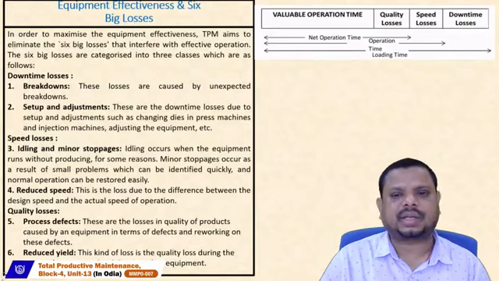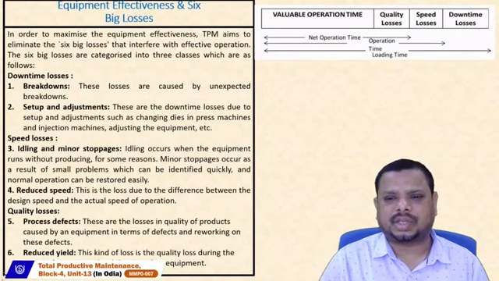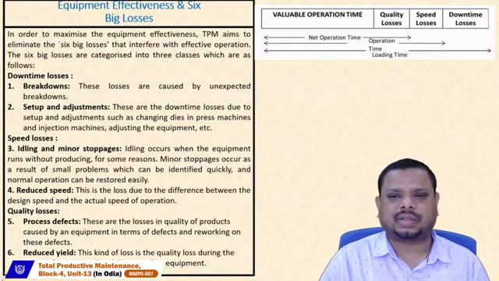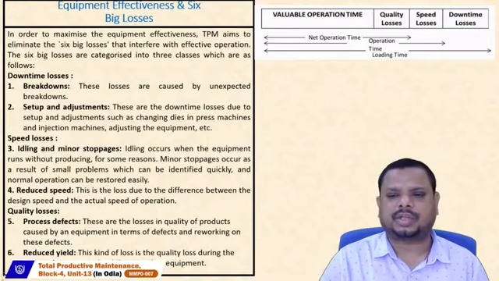To understand these three classes of losses, that is downtime losses, speed losses and quality losses, you have to go for valuable operation times. For downtime losses, the loading time should be considered. In case of speed losses, the operation time should be considered, and in case of quality losses, the net operation time should be considered, which is the most valuable operation time among these three classes of losses.